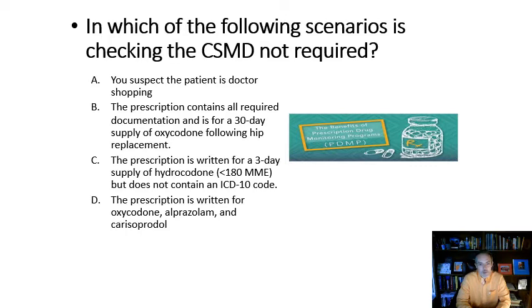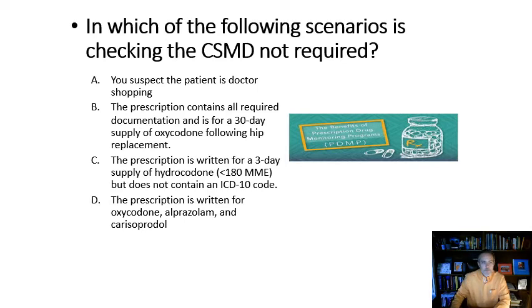In D, that is known as the Holy Trinity. That is an opioid, a benzodiazepine, and a muscle relaxer. Medically, you can have any combination of two of these drugs, but there's no medical necessity to have all three. And this combination greatly exacerbates the risk for opioid-induced respiratory depression. So this is a DEA red flag. And most pharmacists won't dispense this, and physicians should not be writing all three of these concurrently.